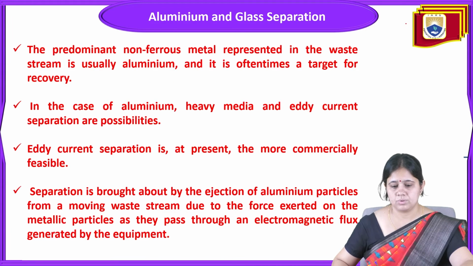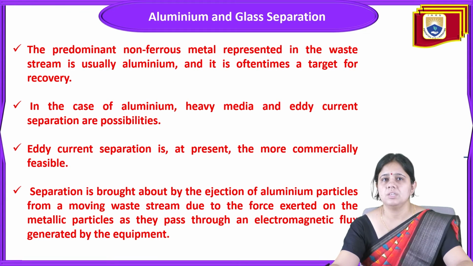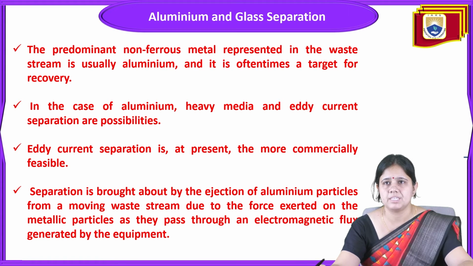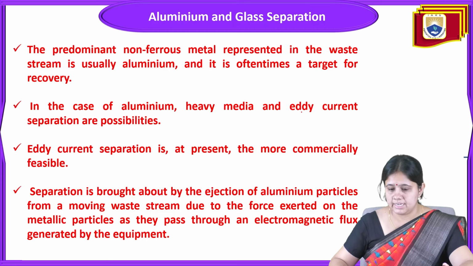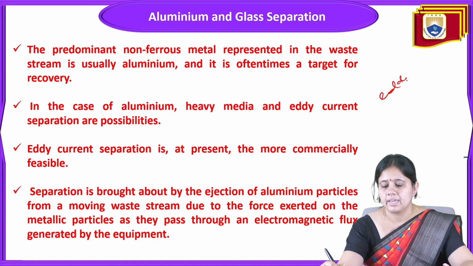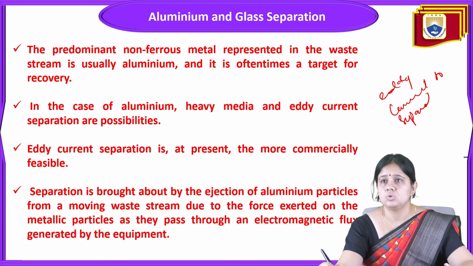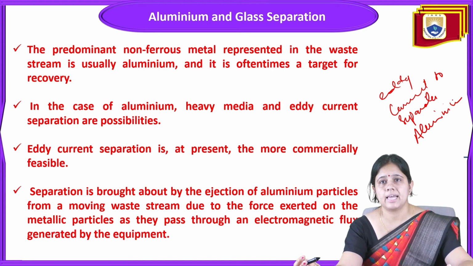Next you will come to the aluminum and glass separation. How is this aluminum and glass separation done? The predominant non-ferrous metal represented in the waste stream is usually aluminum, and it is oftentimes a target for recovery. In the case of aluminum, heavy media and eddy current separation are possible. Eddy current will be applied to separate aluminum, and eddy current is at present more commercially feasible. It is very much feasible.